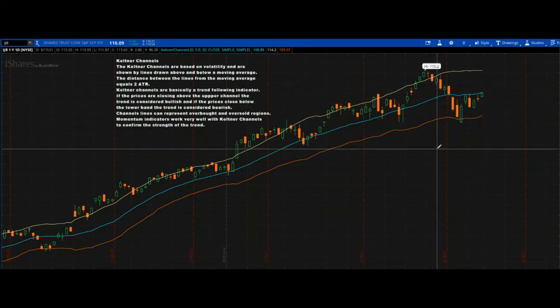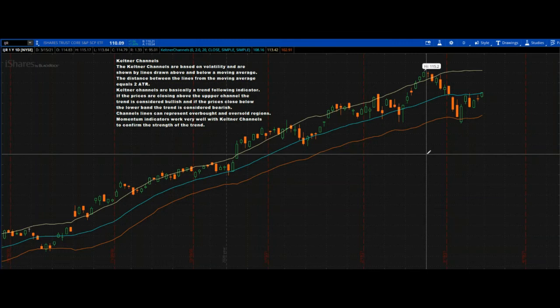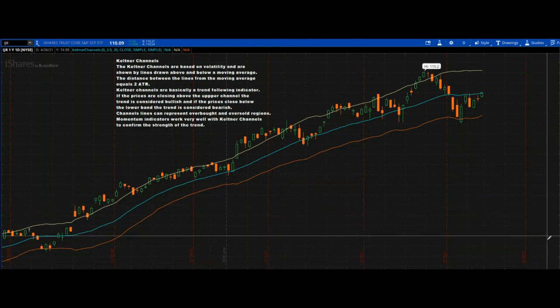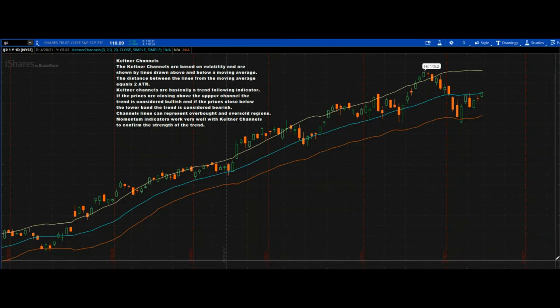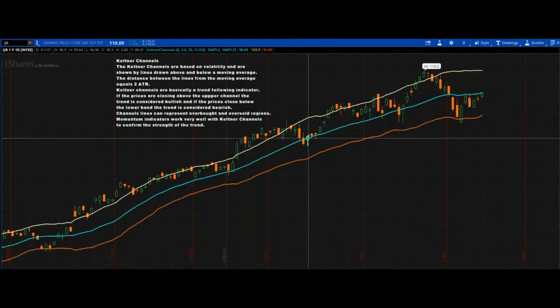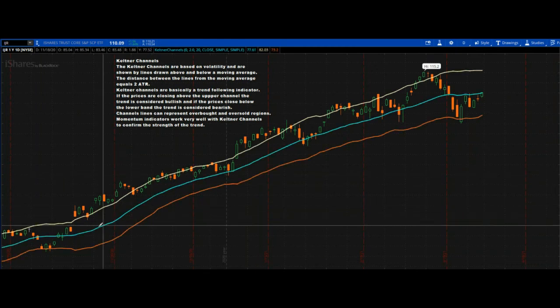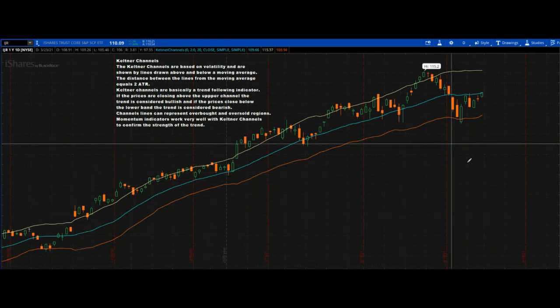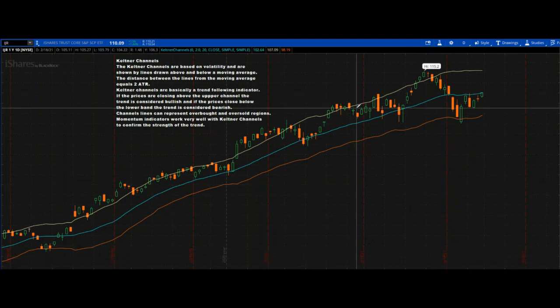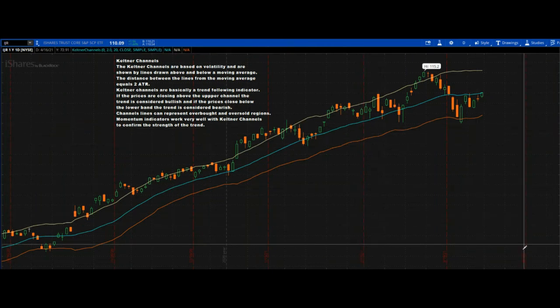Keltner Channel is based on two bands that are drawn above and below a fixed moving average, which is usually a 20 period moving average. This right here is the 20 period moving average. The distance between the upper band and the lower band by default is usually 1.5 ATR, and I have changed it to 2 ATR.